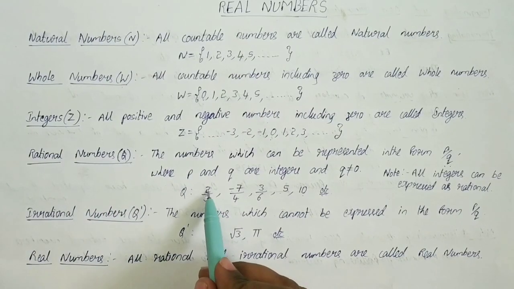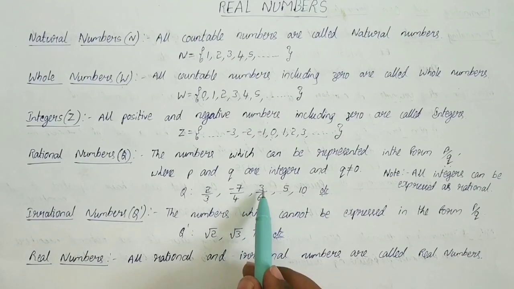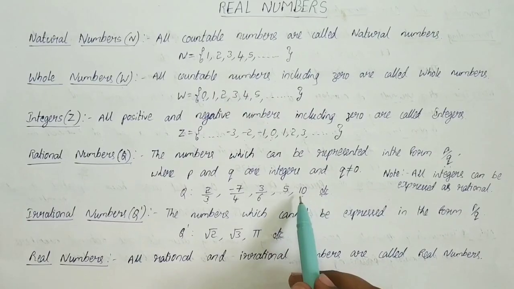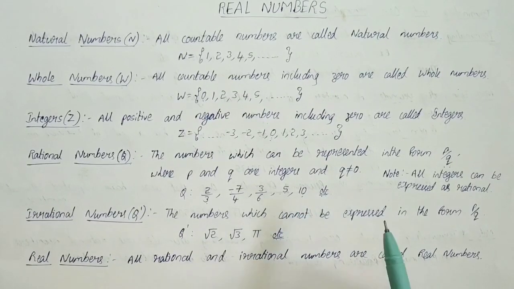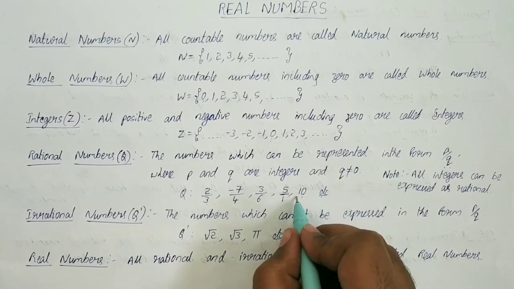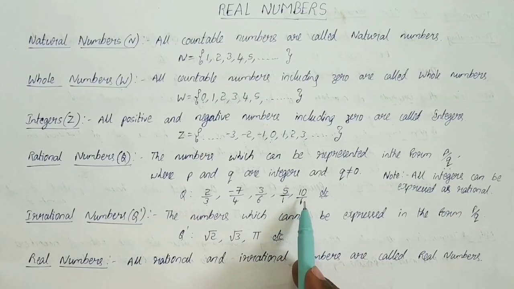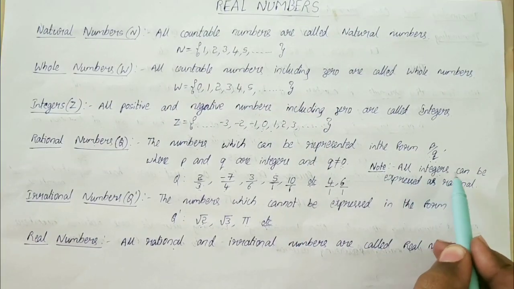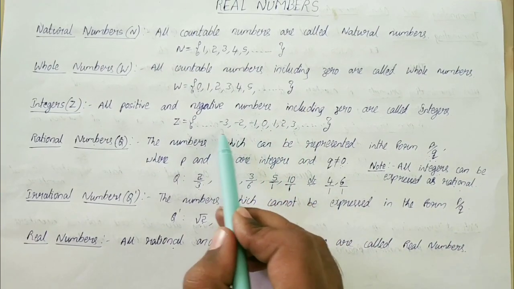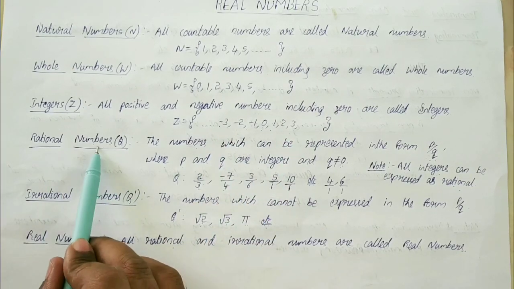So for example, 2 by 3 is a rational number. Minus 7 by 4 is also a rational number. 3 by 6 is also a rational number. 5 and 10 are also rational numbers. How? 5 can be written as 5 by 1 and 10 can be written as 10 by 1, right? Note, all integers can be expressed as rational numbers. All these numbers we can express in the form of p by q, so these integers can be called rational numbers.